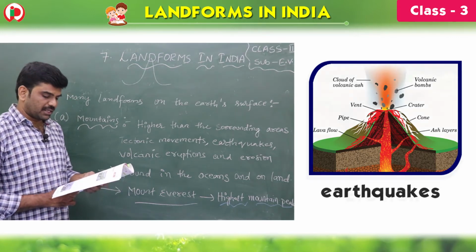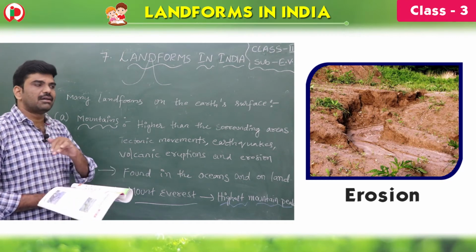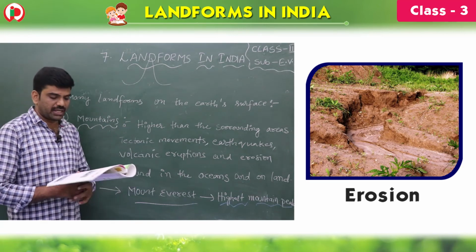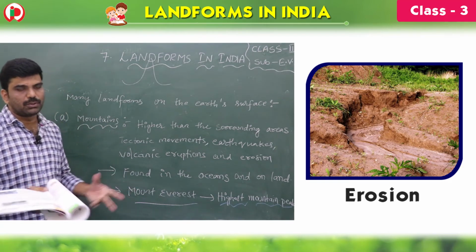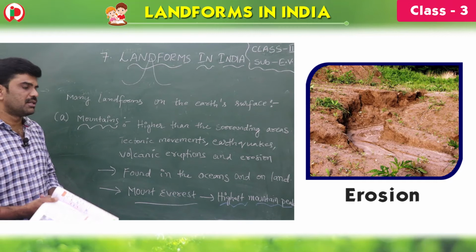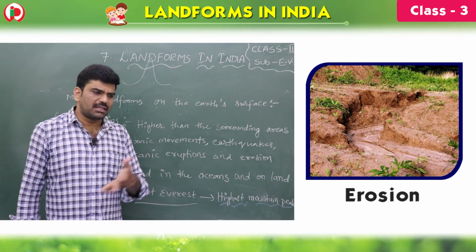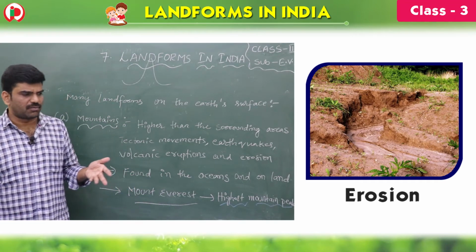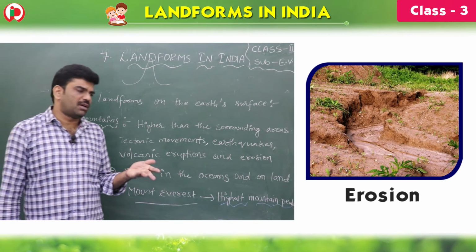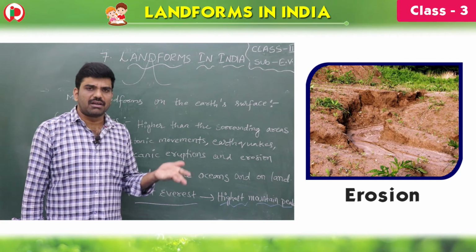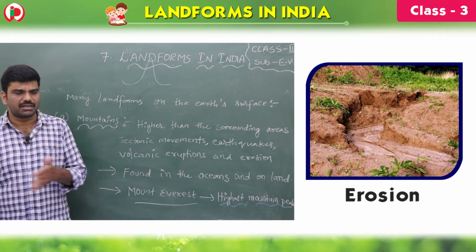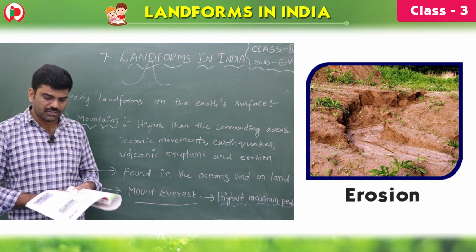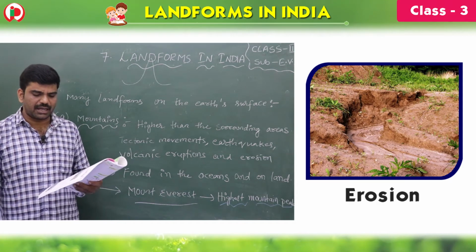And next one is erosion. Erosion means the removal of the topmost layer of the soil due to wind. When the wind flows heavily, the topmost layer of the soil is removed. Removal of the topmost layer of soil is called soil erosion. So erosion is nothing but removing. Next one, due to wind, water and ice.